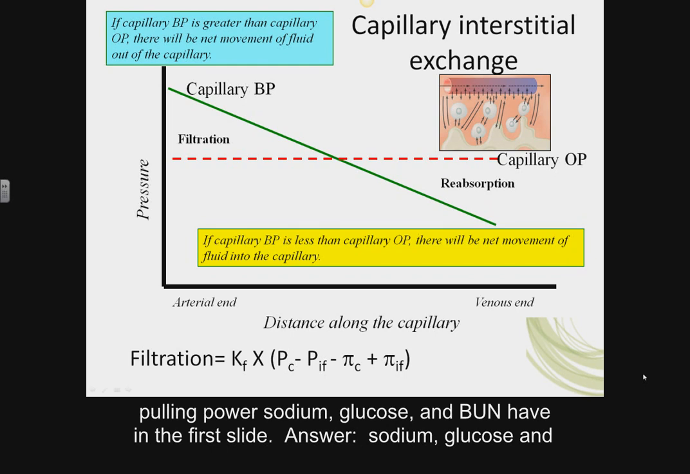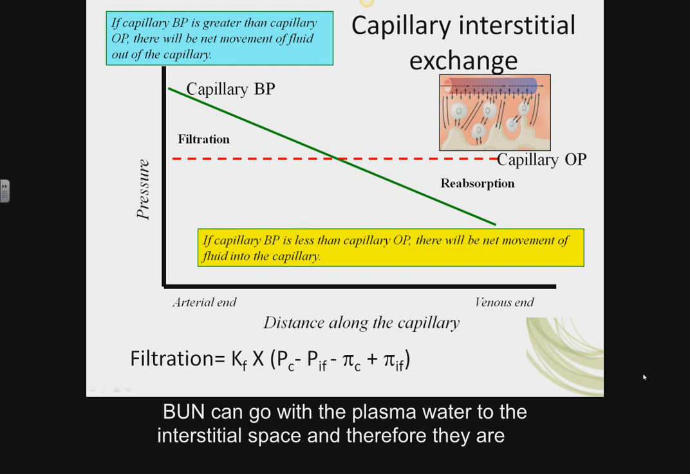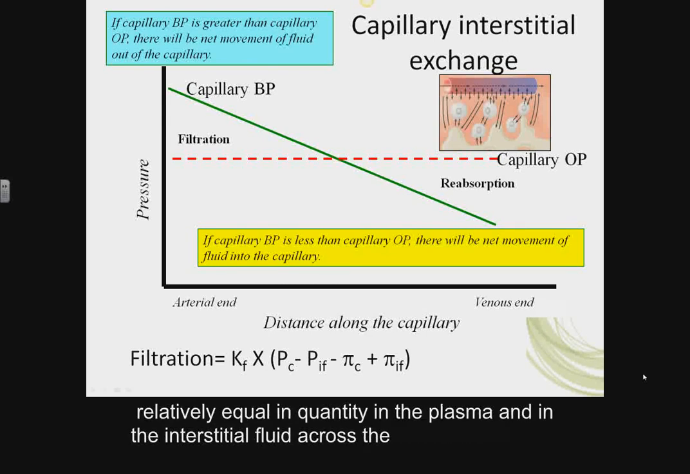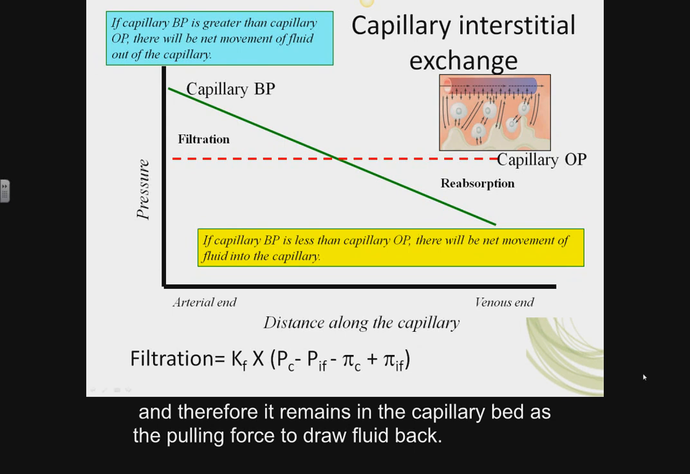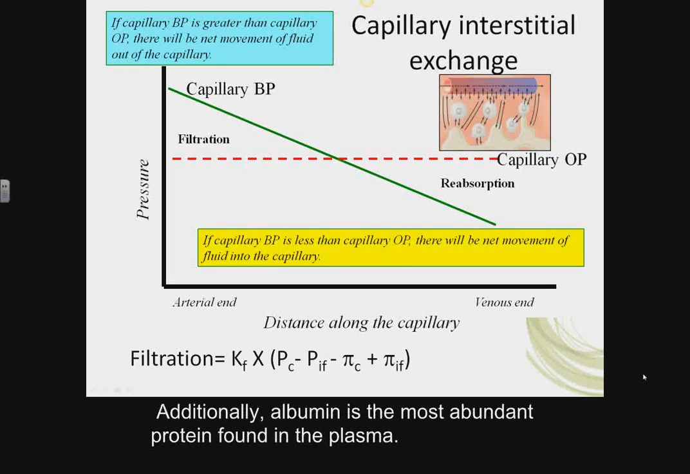Answer: sodium, glucose, and BUN can go with the plasma water to the interstitial space, and therefore they are relatively equal in quantity in the plasma and in the interstitial fluid across the capillary membrane. Albumin does not cross the capillary lining due to its large size, and therefore it remains in the capillary bed as the main pulling force to draw fluid back. Additionally, albumin is the most abundant protein found in the plasma.